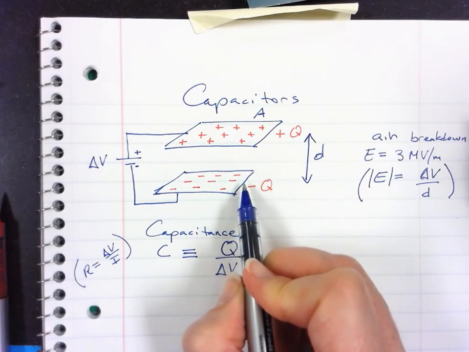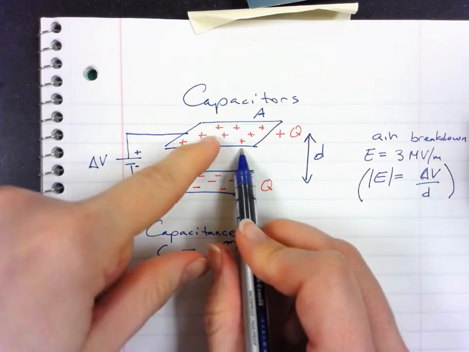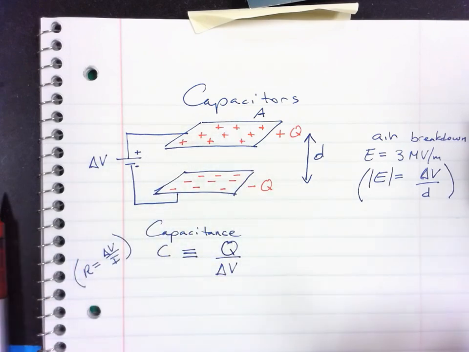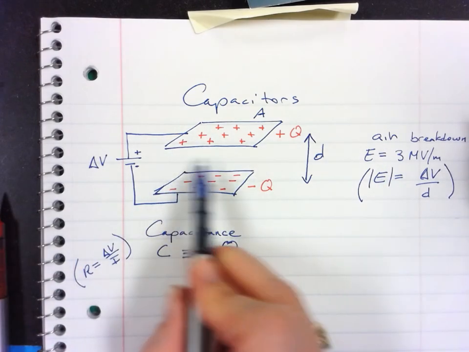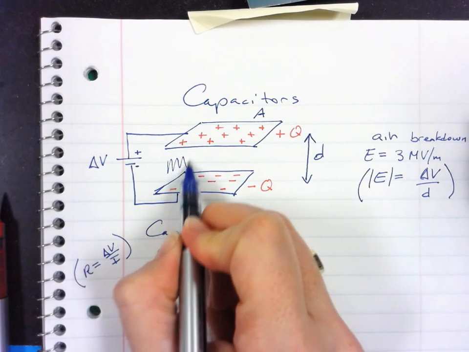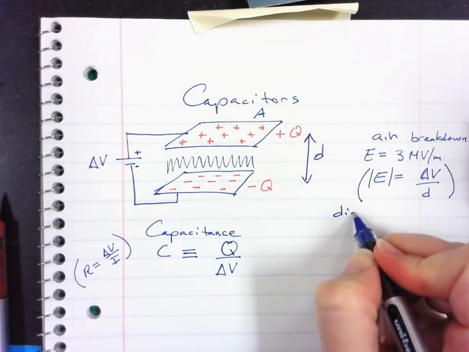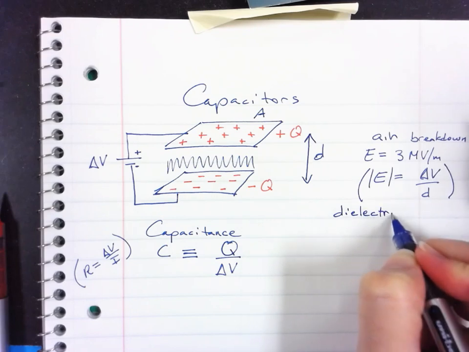But they can't touch. If they touch, then these electrons are going to go back here. And we don't have a capacitor anymore. We just have a continuous current path. So we usually fill this area with a material called a dielectric.